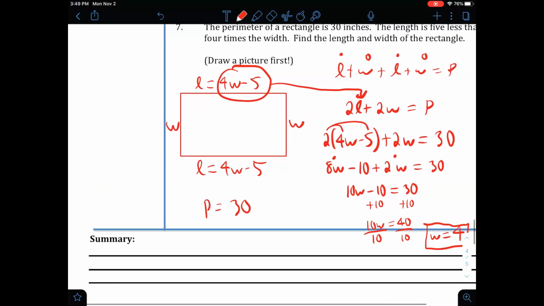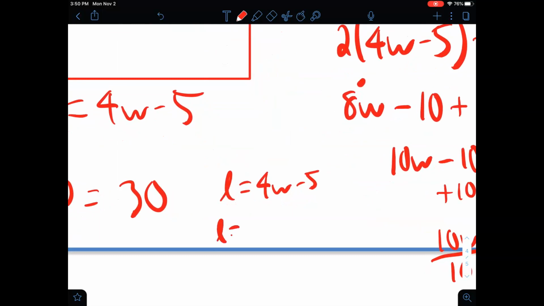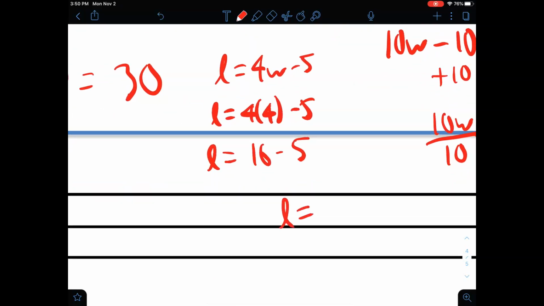So now we have to find the length, but the length we know equals 4W minus 5. So we're going to take that 4 and plug it in for W. 4 times 4 minus 5. Length equals 16 minus 5. So the length equals 11.